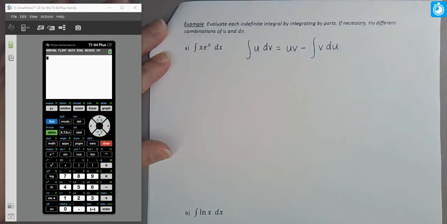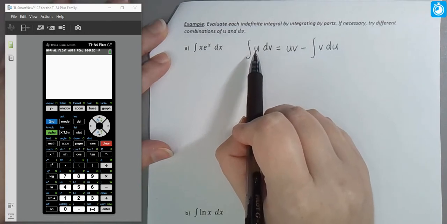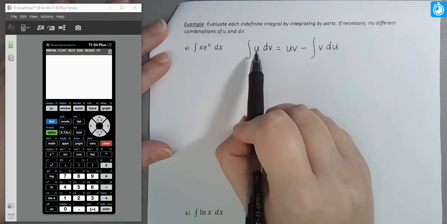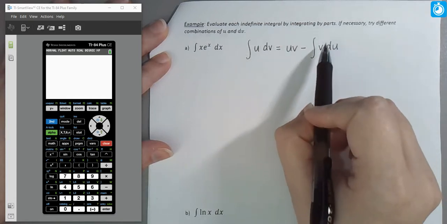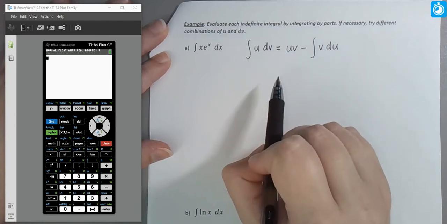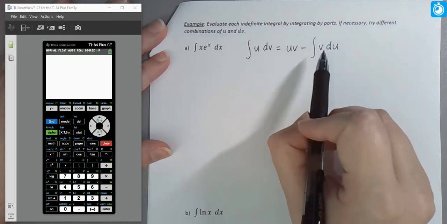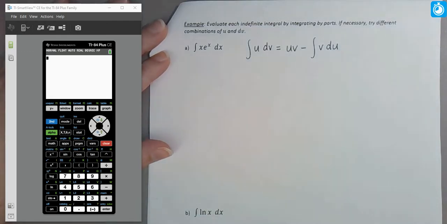Well, again, u is going to be differentiated. So we're starting with a u, and it's going to be differentiated in order to give us what we'll call du. And dv is going to be a function plus a differential that we're going to integrate to find v. Okay, so think of u being something that we differentiate, dv is something that we integrate. So ultimately, we need to find something that can be differentiated and then something that can be integrated by itself.